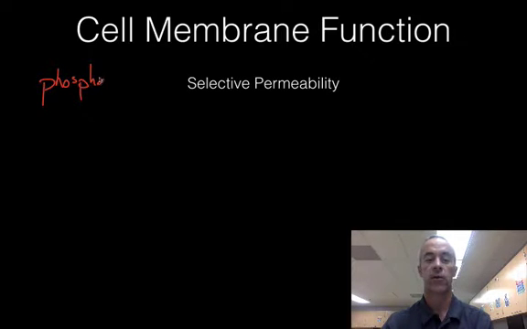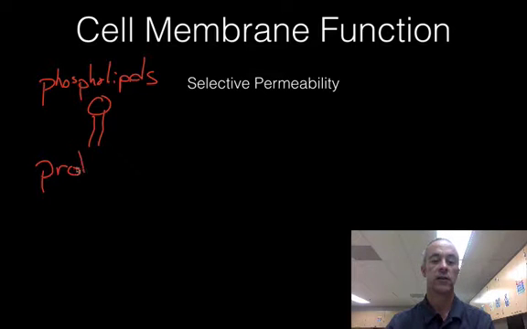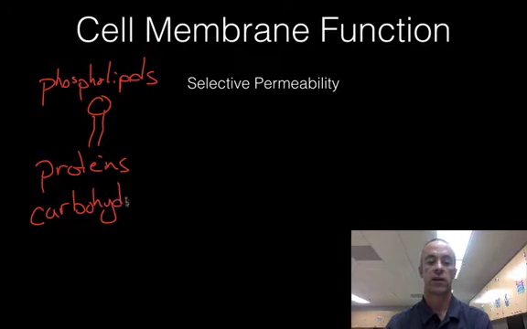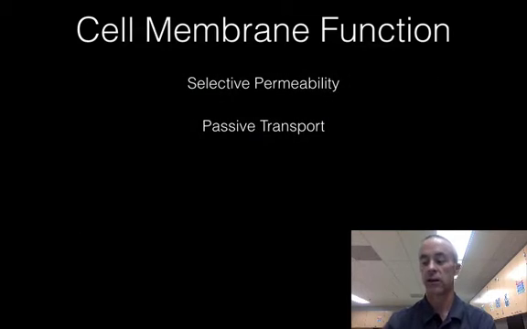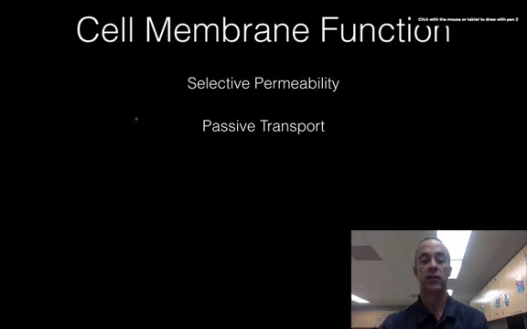We have our phospholipids, which, remember, have that hydrophilic head with the hydrophobic tails. We also had the proteins. We're going to talk a lot about those today and how they regulate the permeability of a cell membrane. And then there's also the carbohydrates, which we're not going to talk about really today. Those are going to come in a little bit later in this unit when we get to cellular communication and things like that.